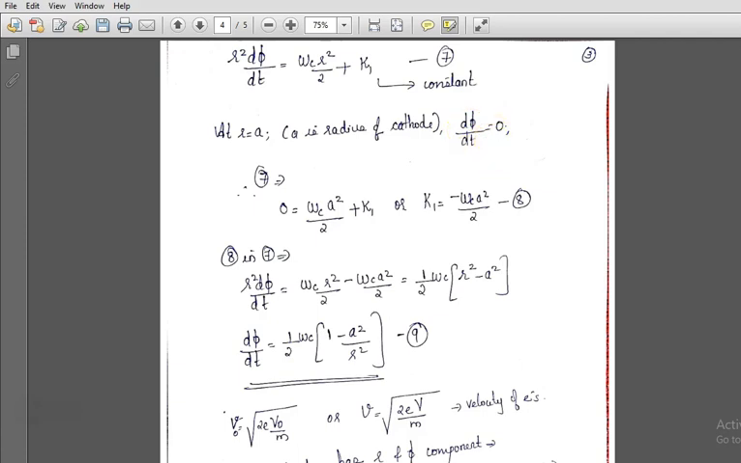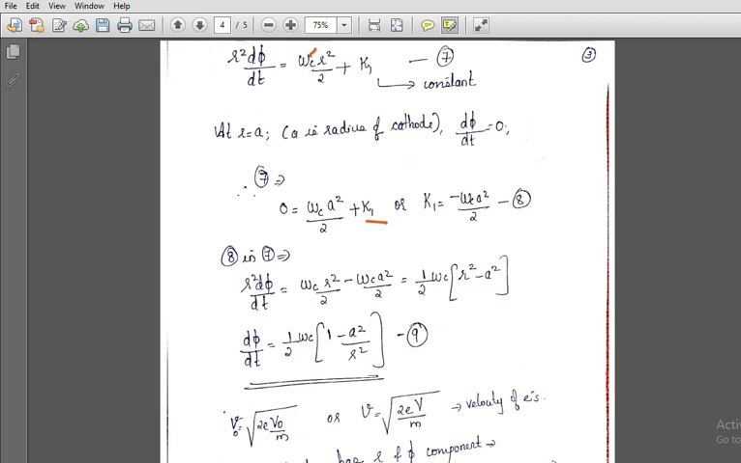Apply that point in equation number 7, because our aim is to find the value of k1. Instead of R, we write A, and d phi by dt is equal to 0. So we get 0 is equal to omega c times A square by 2 plus k1. So what is the value of k1? k1 is equal to minus omega c A square by 2. That is equation number 8.